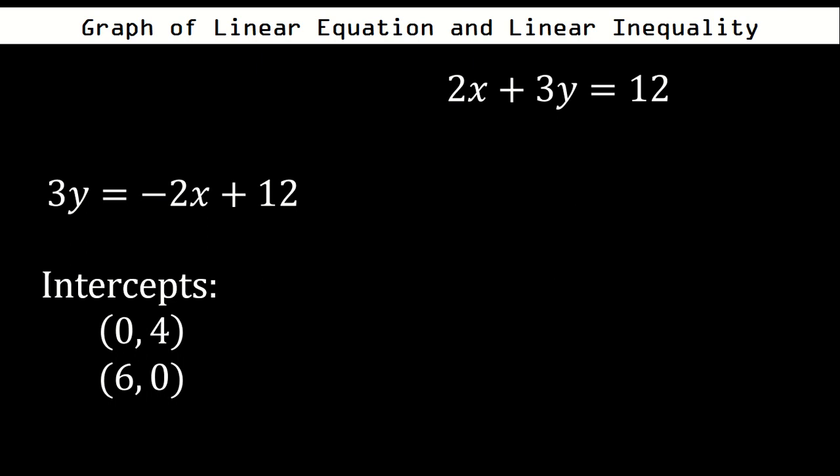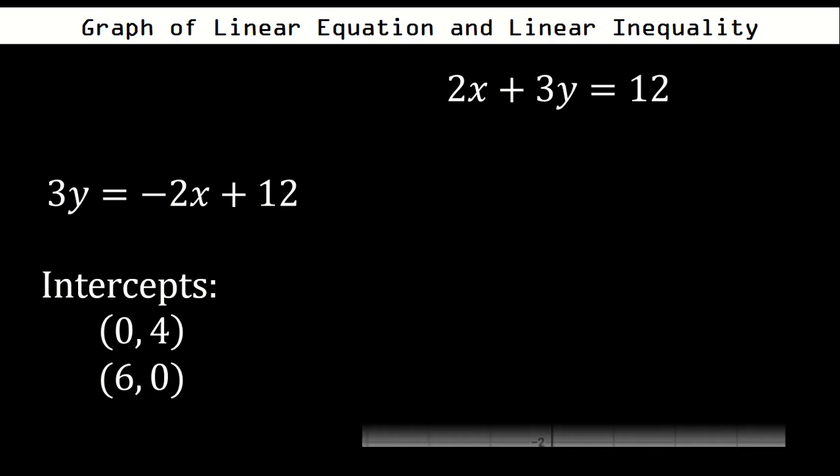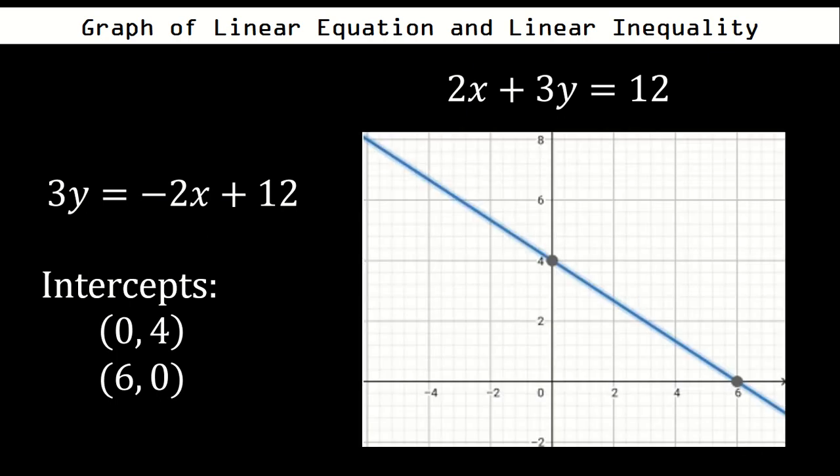Same procedure. All we need to do is plot that in our Cartesian plane, connect it, and then extend both sides. So here's what will happen. We have our y-intercept 0 comma 4 and x-intercept 6 comma 0. So connect the two ordered pairs and extend both sides. Then we'll have the graph of 2x plus 3y is equal to 12.